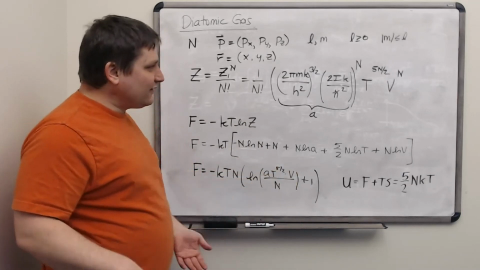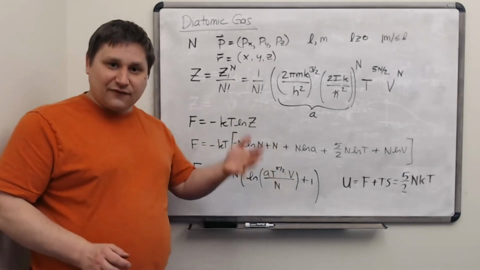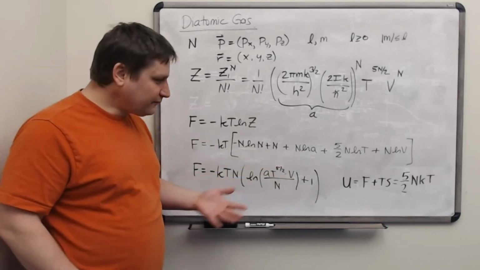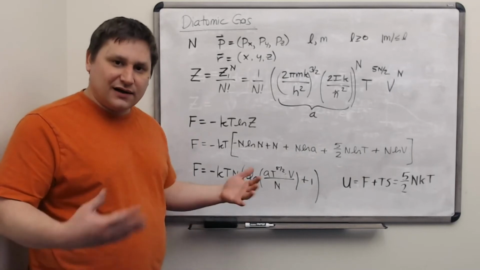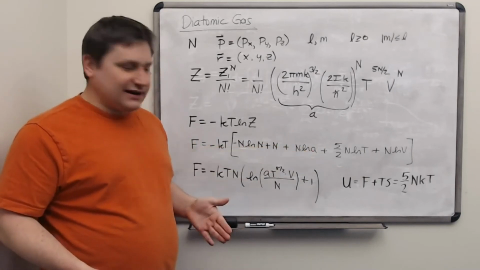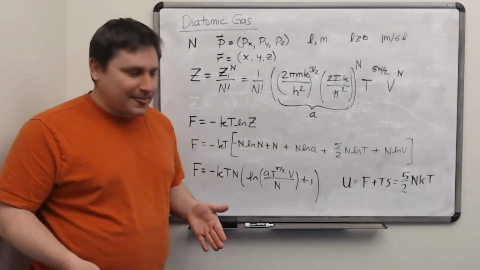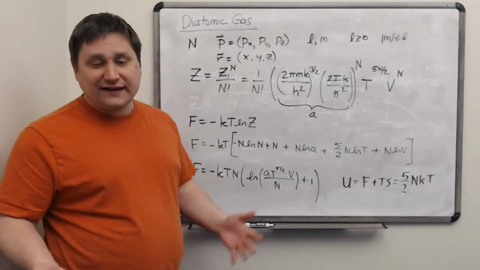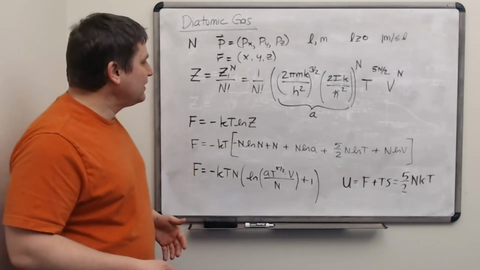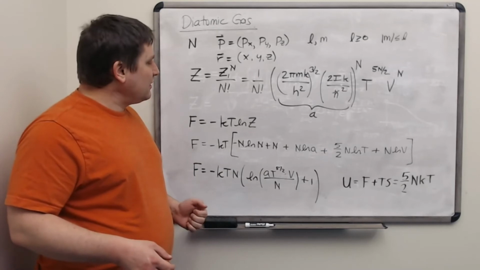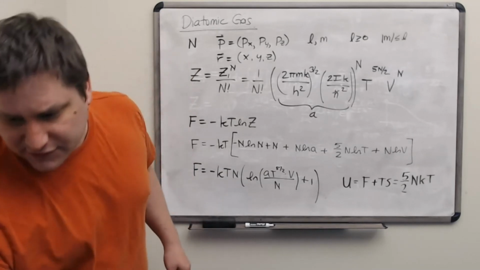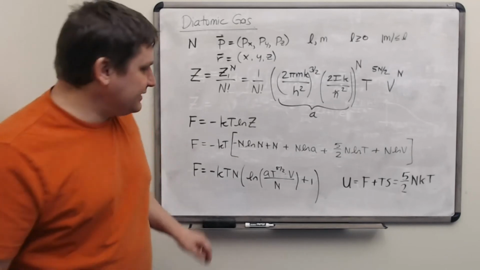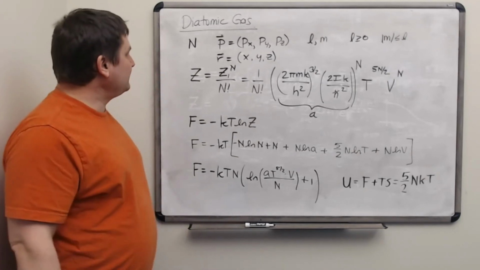If it's cold and there are only a few ways to rotate, a few L values allowed, then it won't have this. It'll tend closer to a 3/2 NKT for its internal energy. It will act more like it can only translate and not rotate. Okay, so that finishes our example for the ideal gas model.